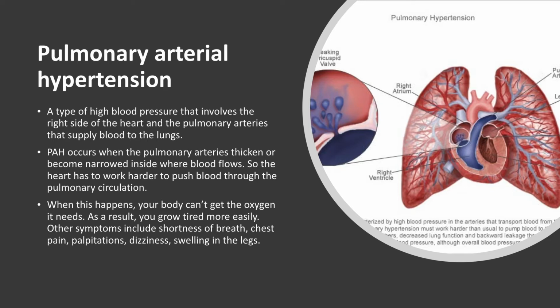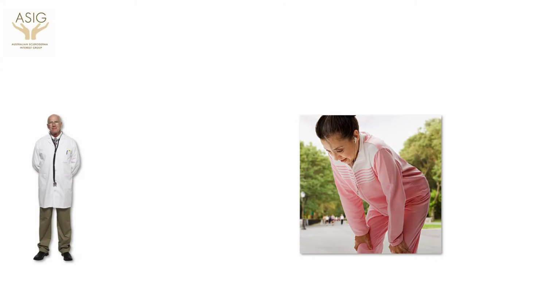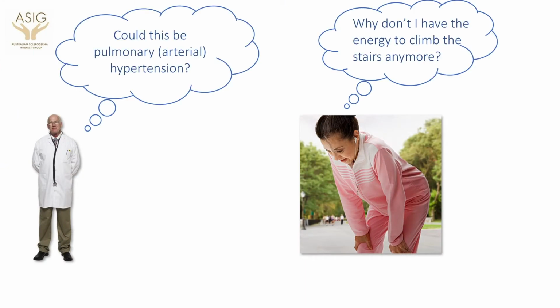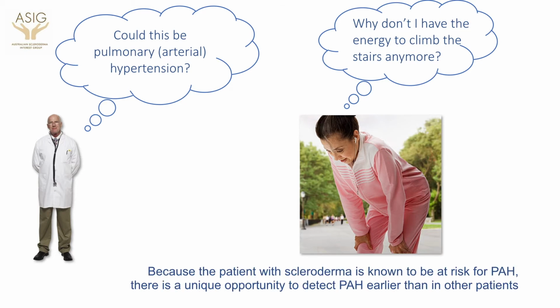And as a result, you grow very tired when you're trying to climb stairs or do housework or develop other symptoms like shortness of breath and chest pain. So as rheumatologists who see most of these patients with scleroderma, when they say, I can't do the things that I used to do, we need to think, could they possibly have pulmonary arterial hypertension? And the chance of this happening is about 1 in 10, so 90% of people don't even get this problem.